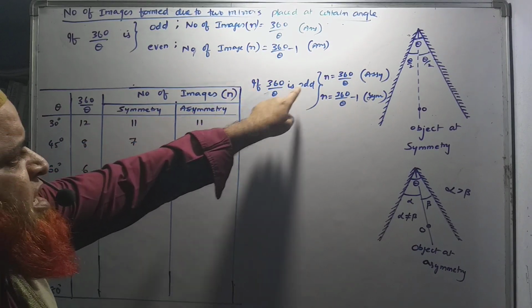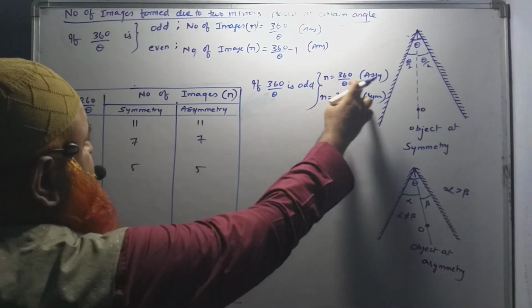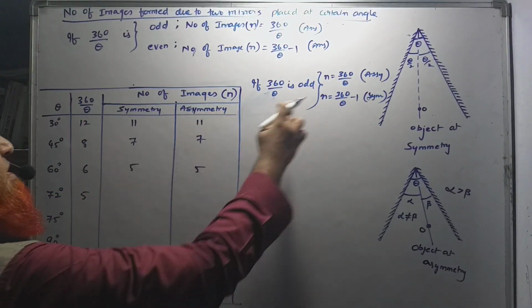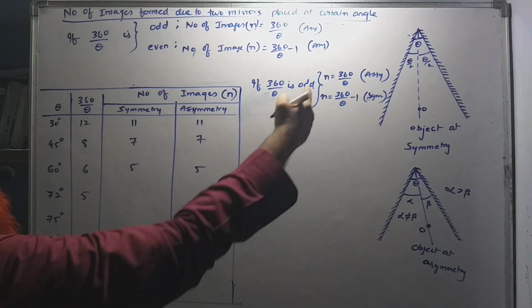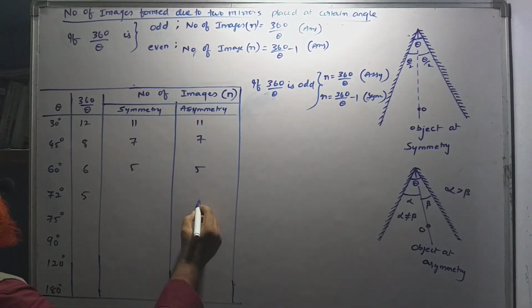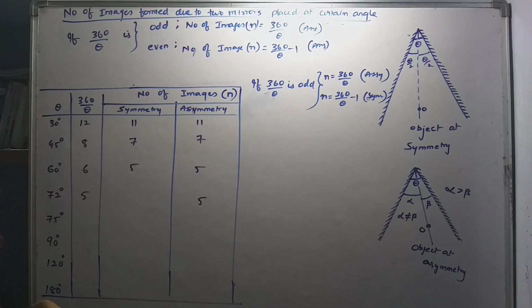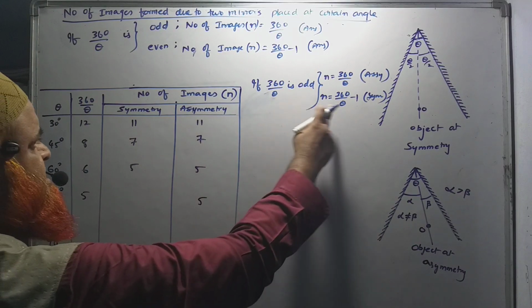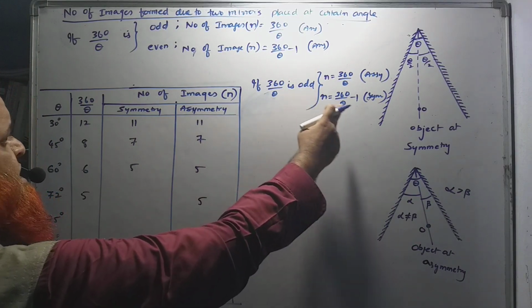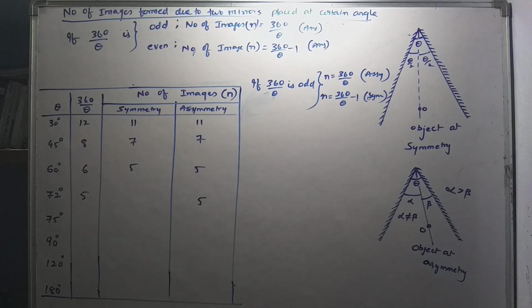So 360 by theta is odd, and if it is asymmetry, directly the answer is n equal to 360 by theta. That means you can write it as 5 over here. But if it is symmetry, then the answer is going to be 4. I think you understood here.